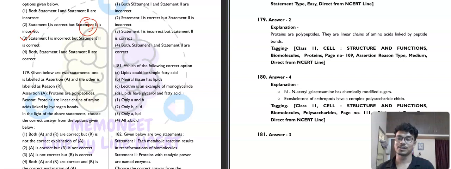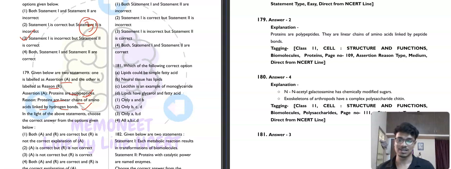Given below are two statements. One is labeled as assertion and the other is labeled as reason. Assertion: proteins are polypeptides. Reason: proteins are linear chains of amino acids linked by hydrogen bonds. Okay, so proteins are polypeptides, correct, and they have linear chains of amino acids linked by peptide bonds. But the reason is not telling why proteins are polypeptides.